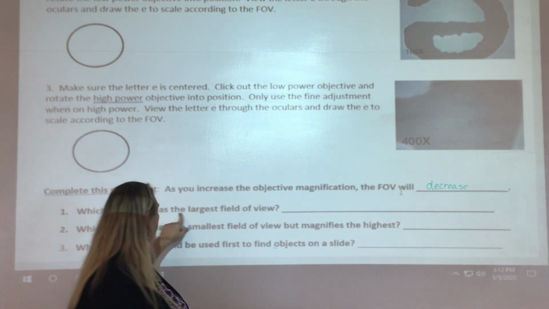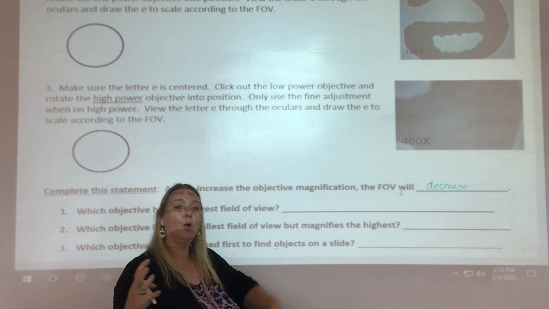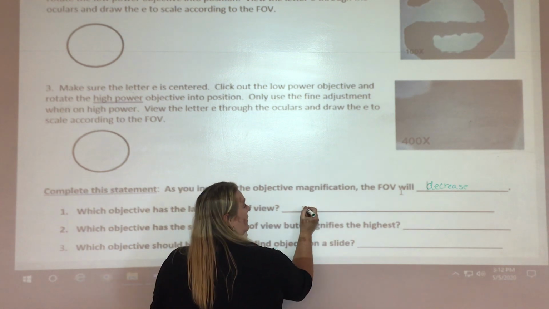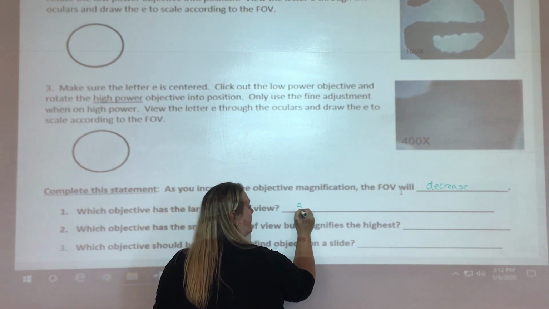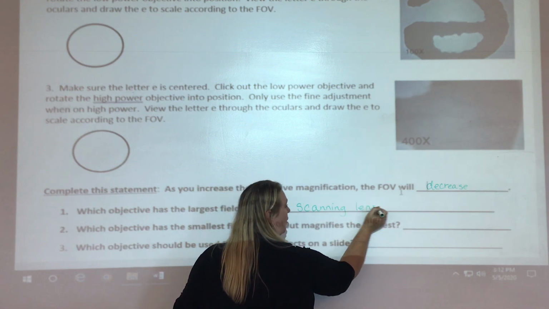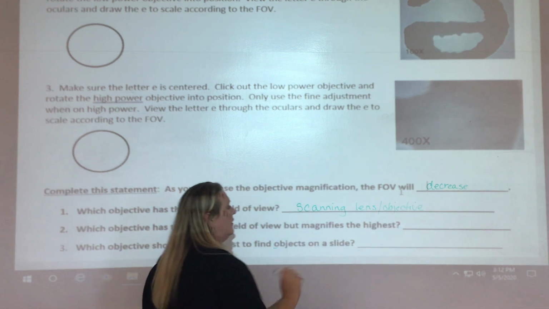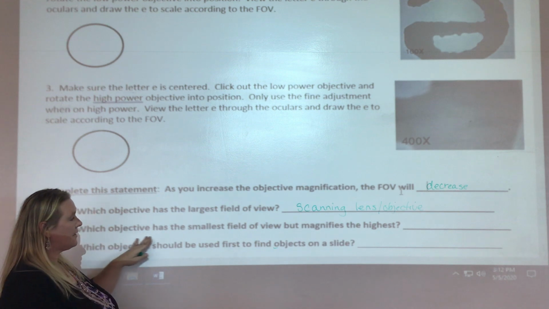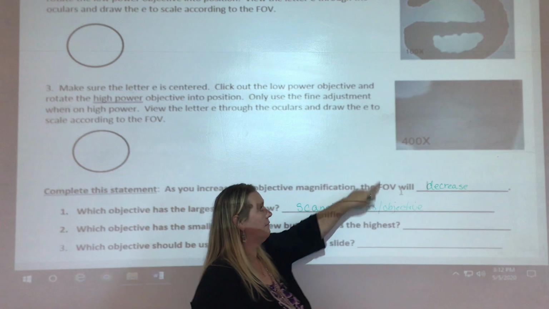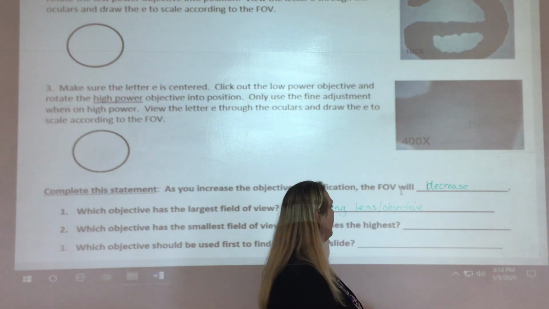Which objective has the largest field of view? Which one of those E's did you see the whole E and space around it? The first one, right? So that is the scanning lens or objective. Which objective has the smallest field of view but the highest magnification? That would be the high power.